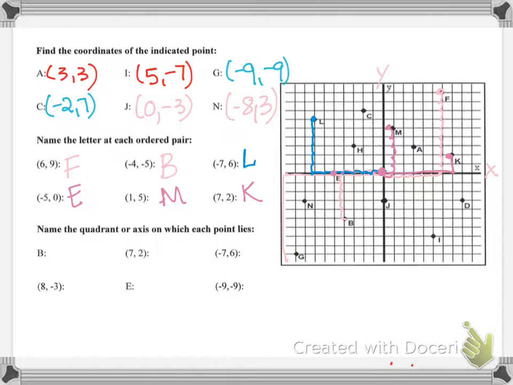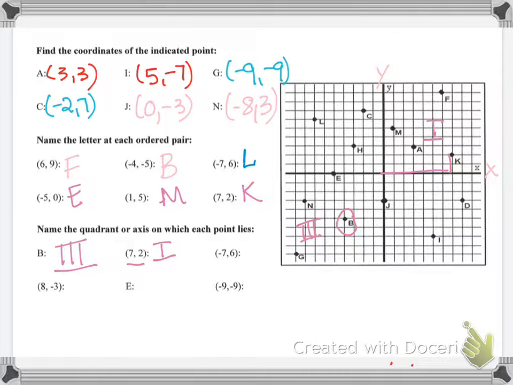Name the quadrant or axis on which each point lies. Let's erase what we have here. And we're looking for point B. Point B is right here, and we know that this is quadrant 3. So we're looking at B is in quadrant 3. How about 7, 2? Well, 7, 2 is a positive, positive, so you can tell that it's going to be in quadrant 1. You'd go across 7 and up 2.